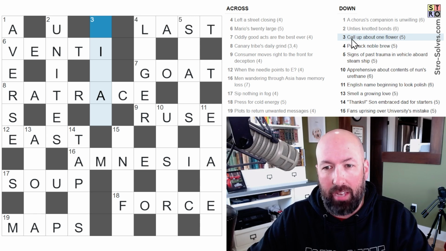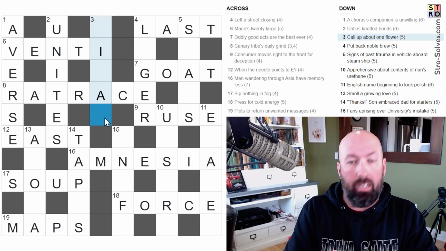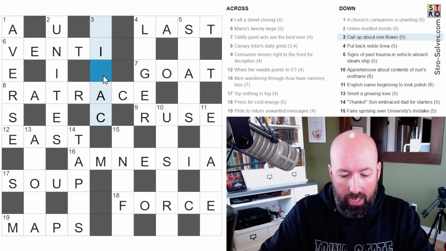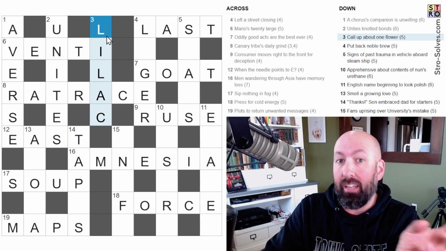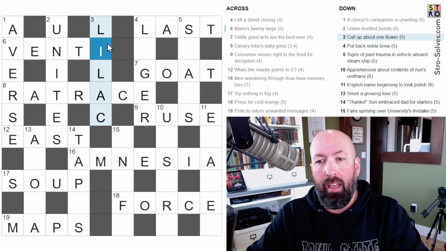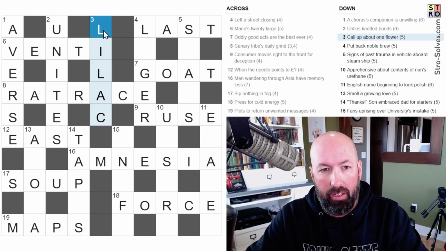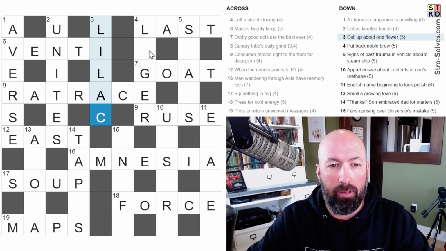So in this case, what's happening is it's literally the word call going up. So it's going up, C-A-L-L, and it's about, meaning it's around one, the Roman numeral I. And since call is going up and it's about one, if we read it the other direction, we get lilac, which is a flower.